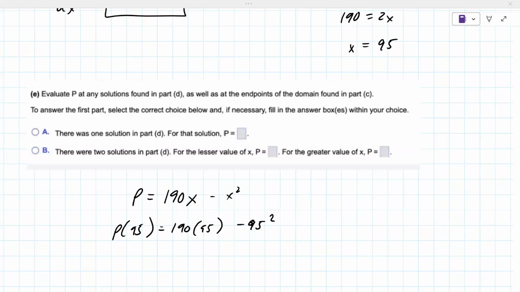Why didn't that work? What did I do wrong? It's okay, I got 9,025 for that. Me too. Fantastic. All right, so that's probably as good a place as any to stop. We are out of time for today.